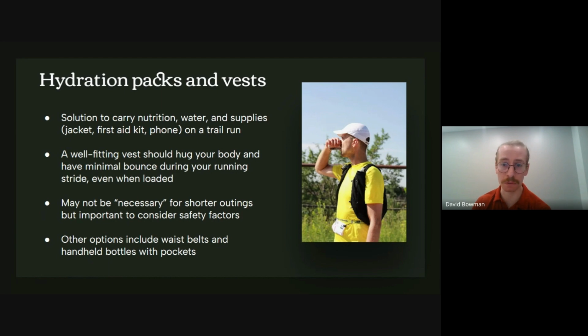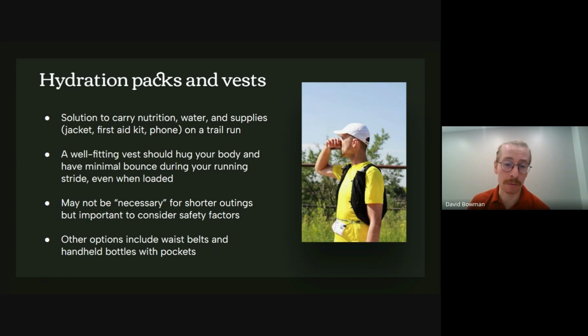A vest that's too large can create friction and have some chafing points, and a vest that's too small can restrict movement and breathing. I will say that hydration vests and packs are not strictly necessary for maybe some of the shorter outings, but again, going back to our conversation about safety, it's an important factor to consider to have necessary safety equipment with you when you're going out into the woods for the first time.